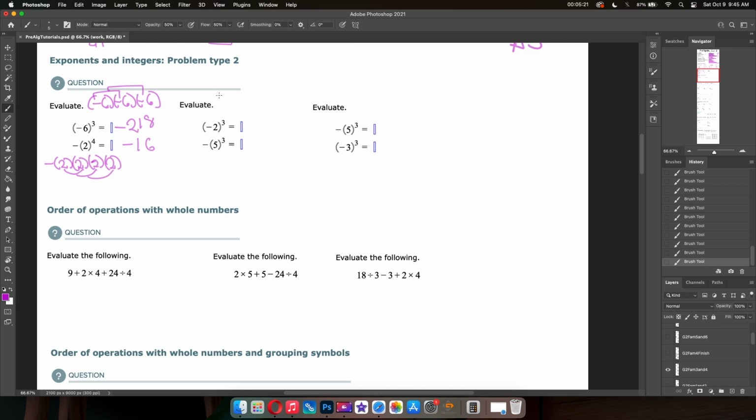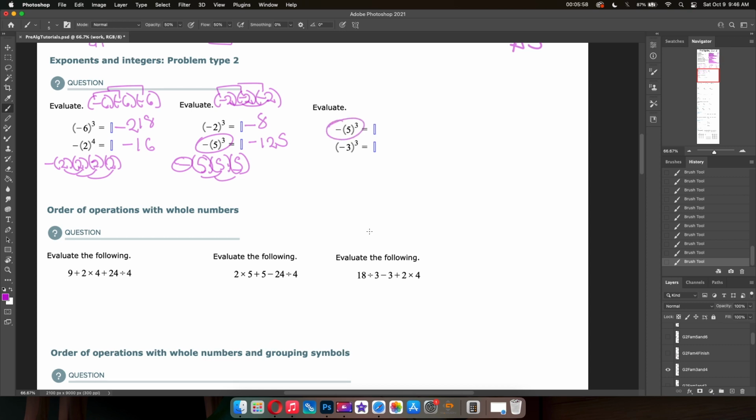Negative 2 cubed, so that's negative 2 times negative 2 times negative 2. Negative times a negative is a positive, positive times a negative is a negative. 2 times 2 is 4, 4 times 2 is 8. Not so bad. This one is 5 times 5 times 5. Once all of that is done and taken care of, we slap a negative in front. So 5 times 5 is 25, 25 times 5 is 125, and then we slap the negative on in front because it finally has something to do. Same thing.